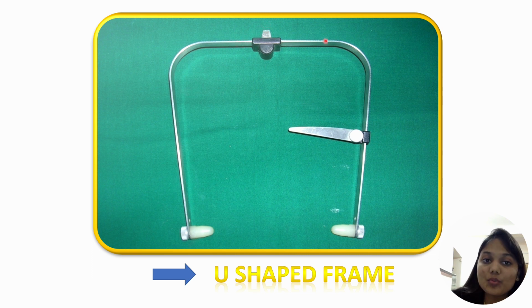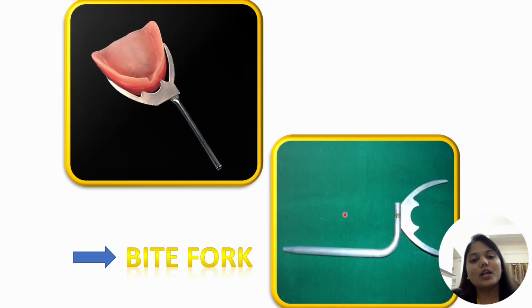Okay, now this U-frame is the main frame of the face bow. All the components are attached to this frame, and it extends from the region of the TMJ on one side, connecting to the other side, the two TMJ points. Now the bite fork. This is a U-shaped plate which is attached to the occlusal rim.